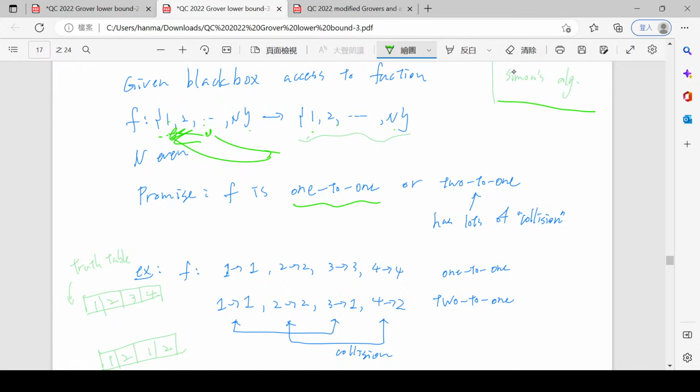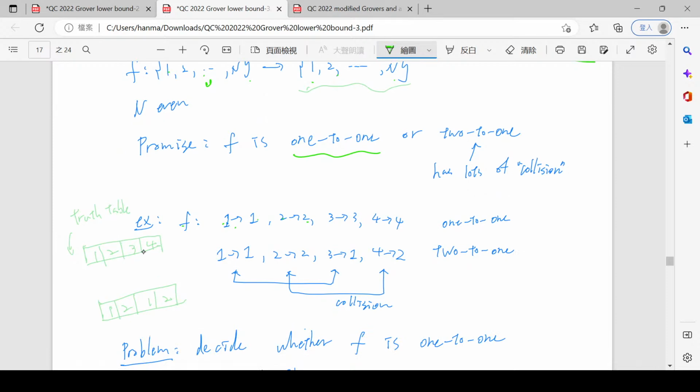So, for example, a 1-to-1 function is where you map f(1) equal to 1, f(2) equal to 2, f(3) equal to 3, f(4) equal to 4. So if you write out the truth table of f, which we always like to write, it is 1, 2, 3, 4. But if you have a 2-to-1 function, then maybe f(1) equals 1, so maybe the truth table will be 1, 2, 1, 2. Then you see that you have a collision here and a collision here, right?